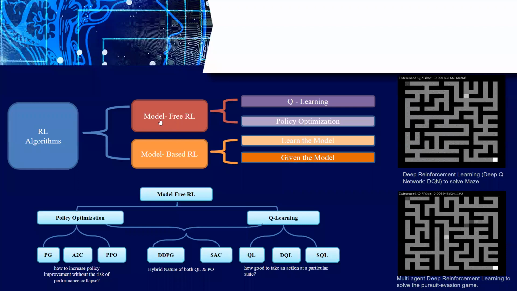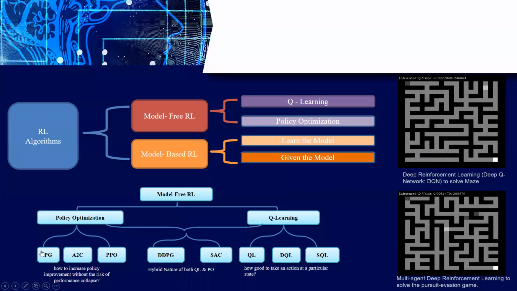But in model-free, we don't have any existing knowledge. We can directly place our raw model or a reset model into the environment. So here we have two methodologies, Q-learning and policy optimization. Policy optimization algorithms try to optimize the policy in order to get the maximum reward. In Q-learning, instead of optimizing the policy, these algorithms try to optimize the value in order to get the maximum reward. So here we have different algorithms.